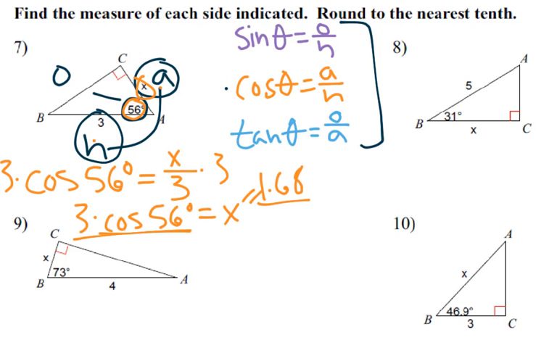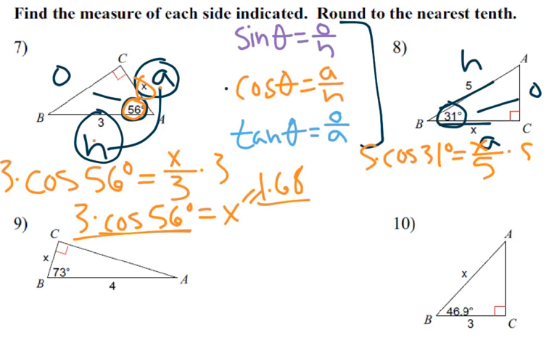Okay. So now we do number 8. So once again, here's my angle. So this is opposite, this is adjacent, this is hypotenuse, which means it's going to be cosine again. So I go the cosine of 31 degrees, my angle, equals the adjacent x over the hypotenuse 5. So times it by 5, times it by 5. So 5 times the cosine of 31 degrees equals x. So I type that in my calculator. 5 times the cosine of 31 degrees, and I get x equals 4.29 if I round.